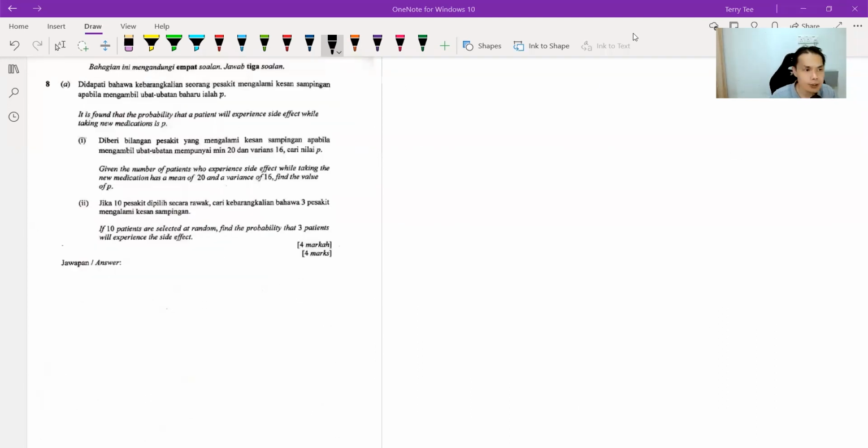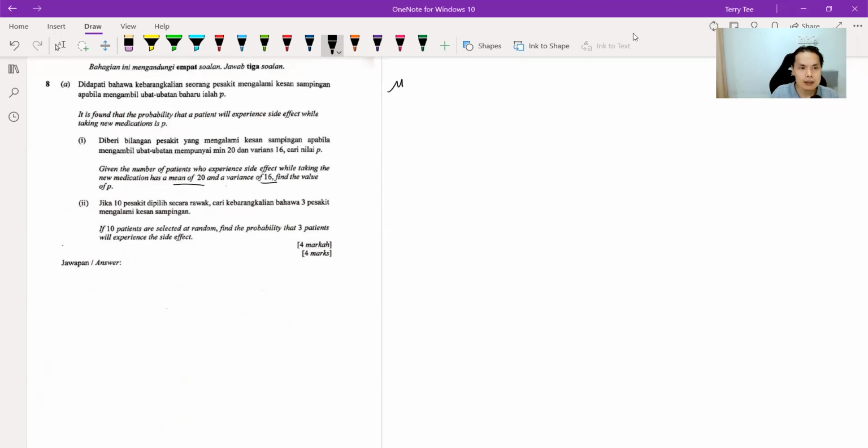Okay, this is section B, question number 8A. So this is a probability distribution. In particular, part A is a binomial distribution. It is given that the probability a patient experiences a side effect while taking a medication is P. The number of patients who experience the side effect has a mean of 20 and a variance of 16. You're supposed to find the value of P.